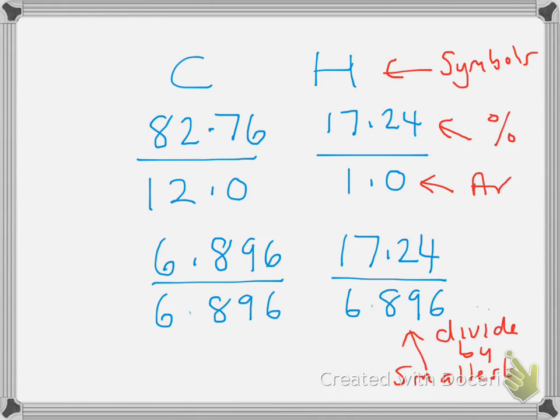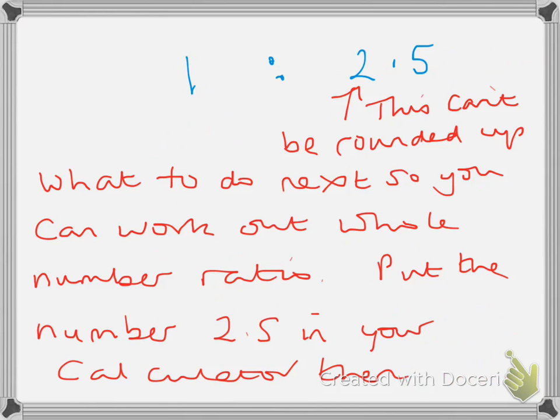I put the percentage by mass in underneath and I divide through by the AR. I then get the values 6.896 to 17.24. So obviously the smallest value is 6.896, so I divide both of them by 6.896. So this comes out at 1 to 2.5. Obviously I can't round 2.5 down to 2 or up to 3 because it's just not close. As a general rule of thumb, if it's about 0.1 away, that's usually okay.